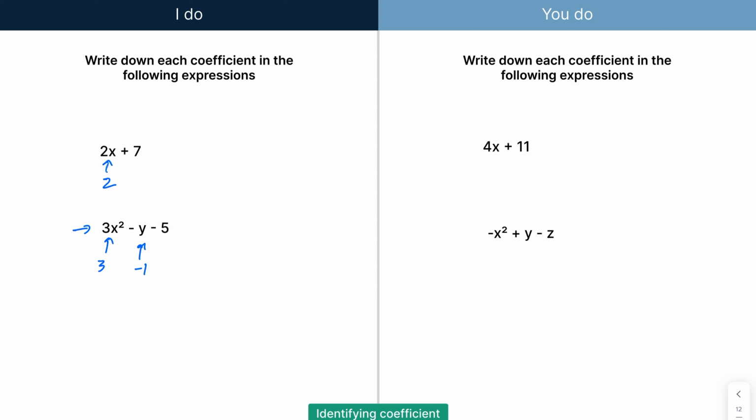It's not in front of a letter. So again, a number in front of a letter is what a coefficient is. Looking at this bit here, a number in front of a letter, that is the 4. 4 is the coefficient here.